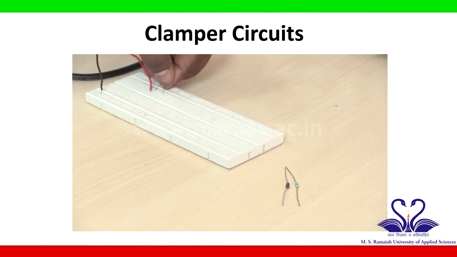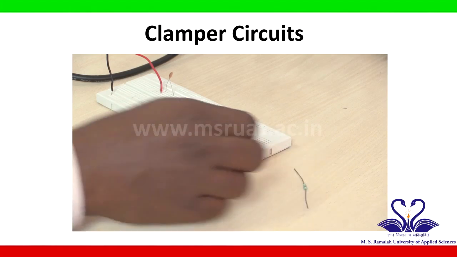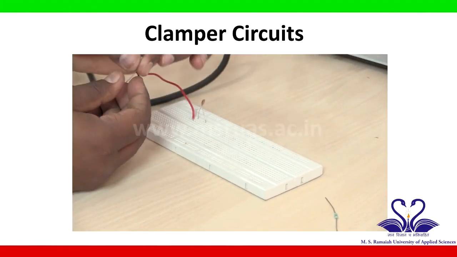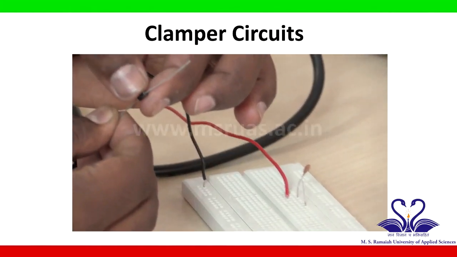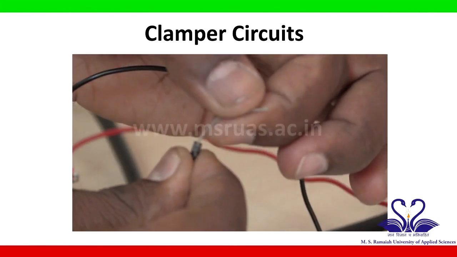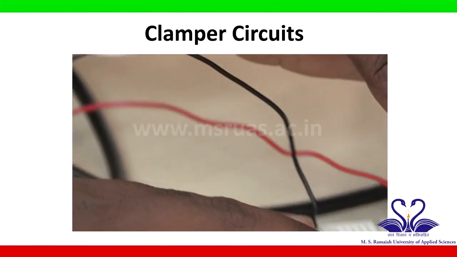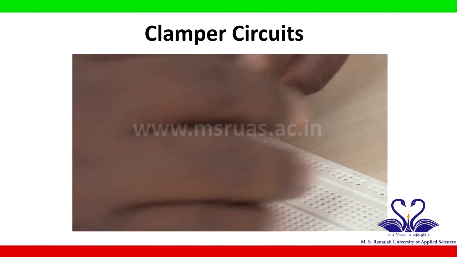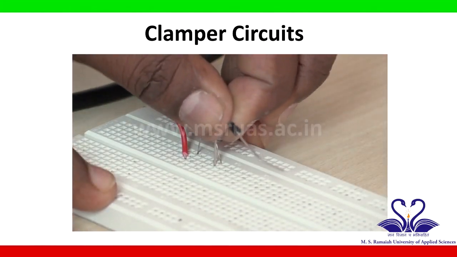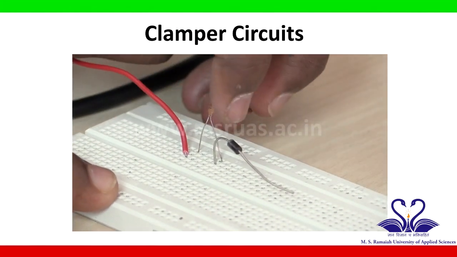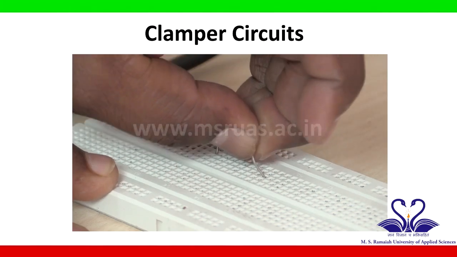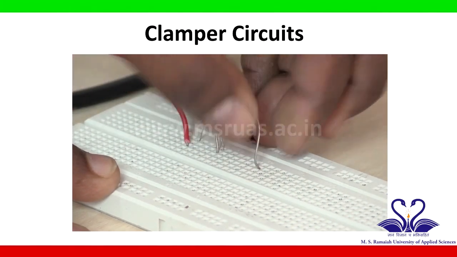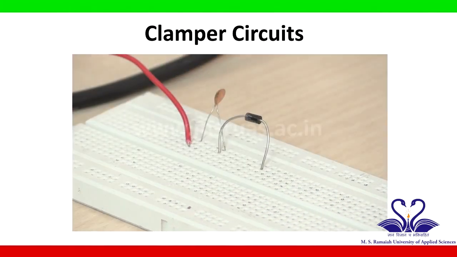The capacitor's other end is connected to the diode N terminal. So I will take a diode. This is the N terminal of a diode, which has the silver color ring on that side. I will take this N terminal of the diode and connect it to the capacitor on the breadboard. So the capacitor is connected to the diode N terminal, and I will connect the P terminal of the diode to some other point on the breadboard.